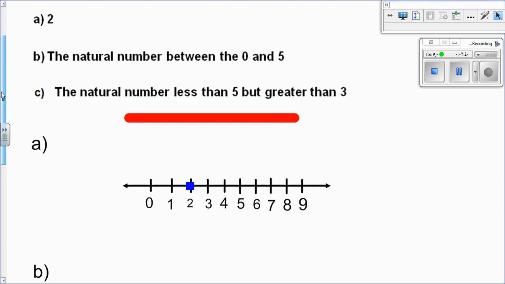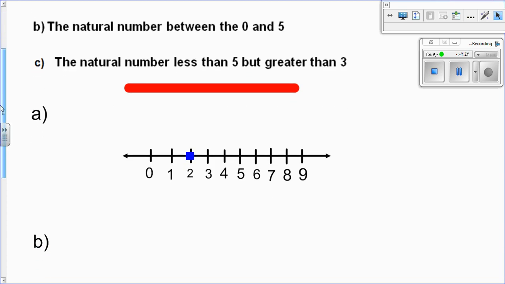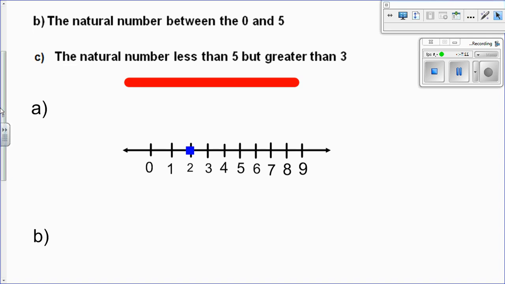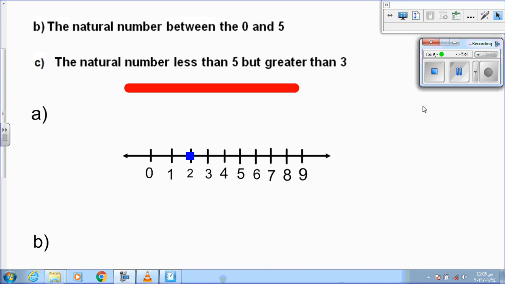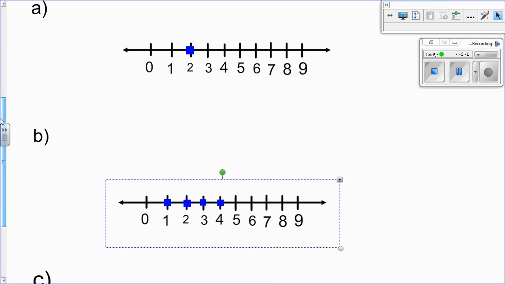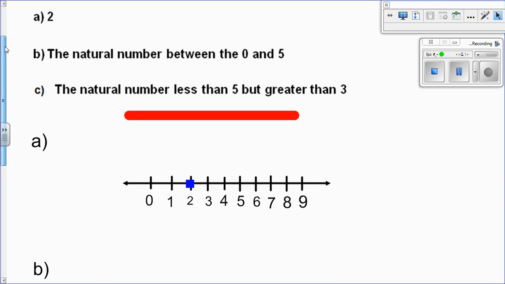Question B. The natural numbers between 0 and 5. What are the natural numbers between 0 and 5? Of course, the natural numbers between 0 and 5 are 1, 2, 3, and 4. So to represent them, I'll draw the number line and mark my numbers. My numbers are 1, 2, 3, and 4 this way. Easy? Yes, it's easy.